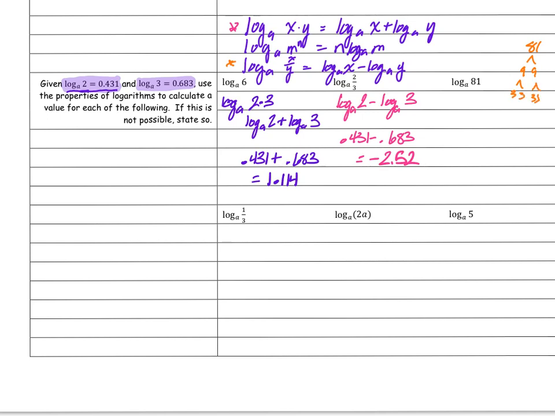So I can rewrite this as log base a of 3 to the 4th power. So I'm going to use this rule on it. So that would give me 4 log base a of 3. And do I know what log base a of 3 is? Of course I do. It was given to me in the directions. So that means this equals 4 times 0.683. Sorry, my phone keeps turning off. 4 times 0.683.